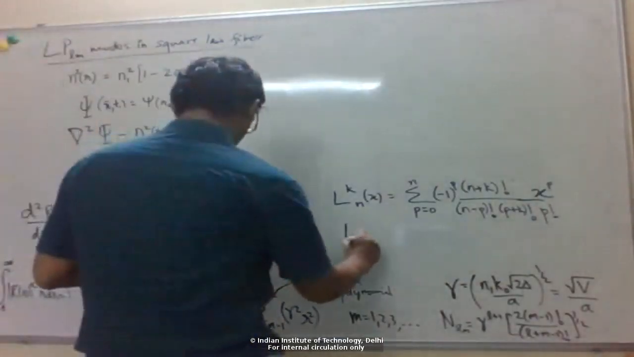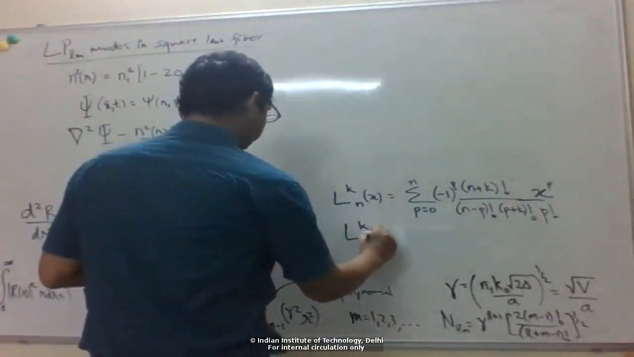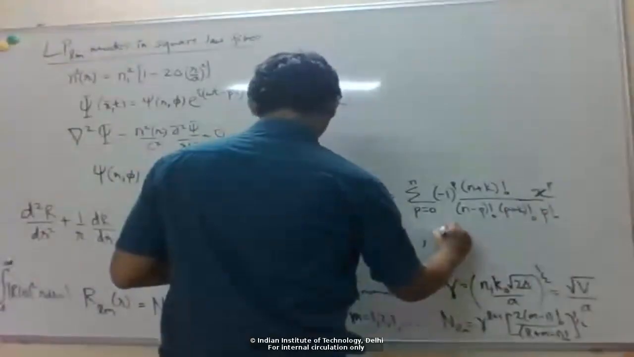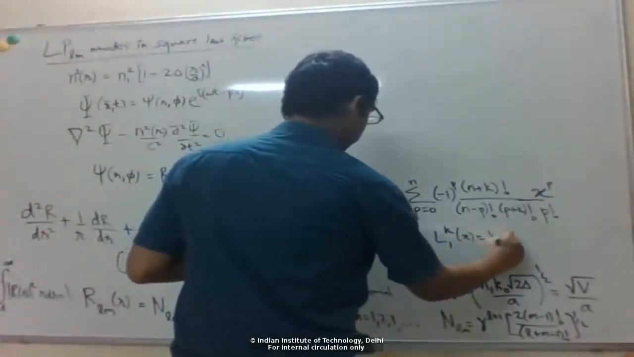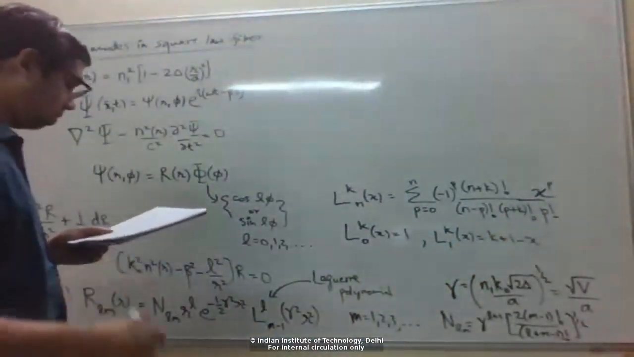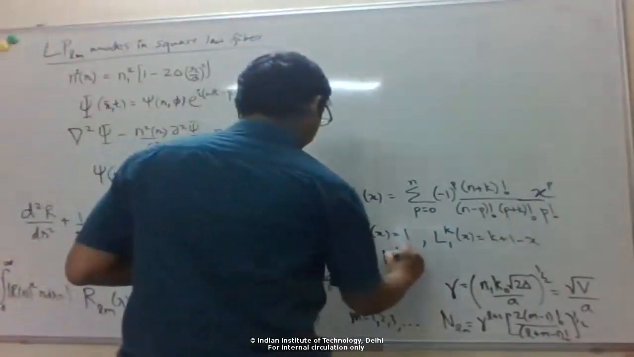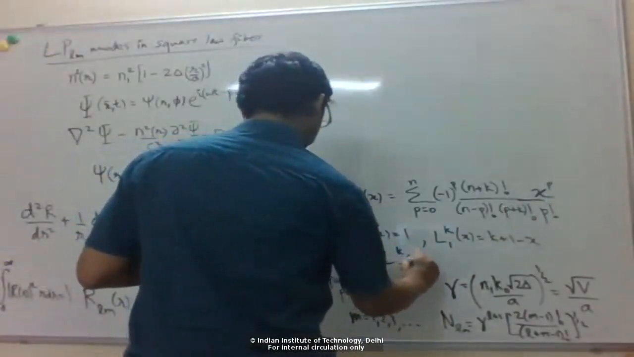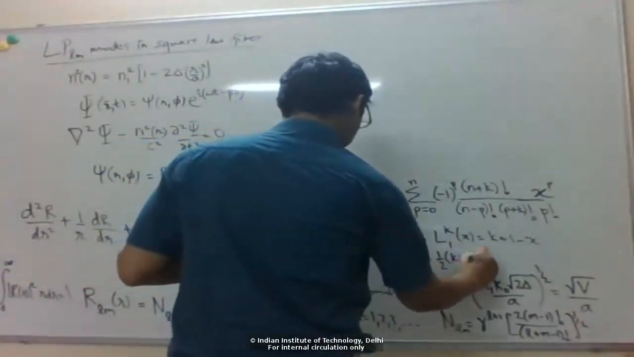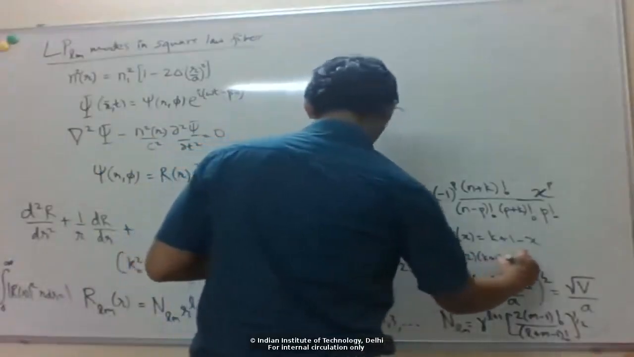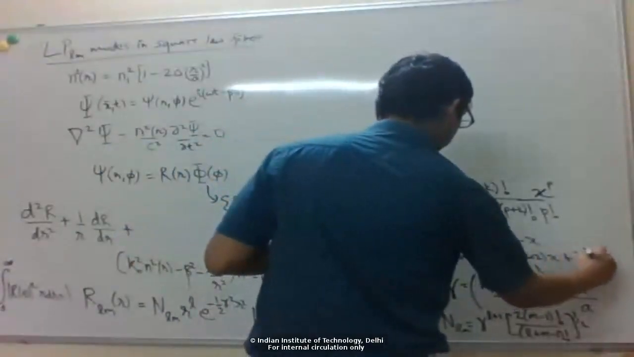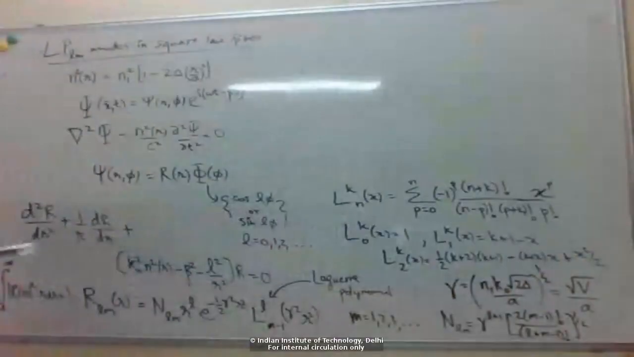So we can look at some examples. For example, if n is 0, then this is just a constant. If n is 1, you can see it's just a first order linear function. Similarly, if we go to 2, it's a quadratic, and so on.